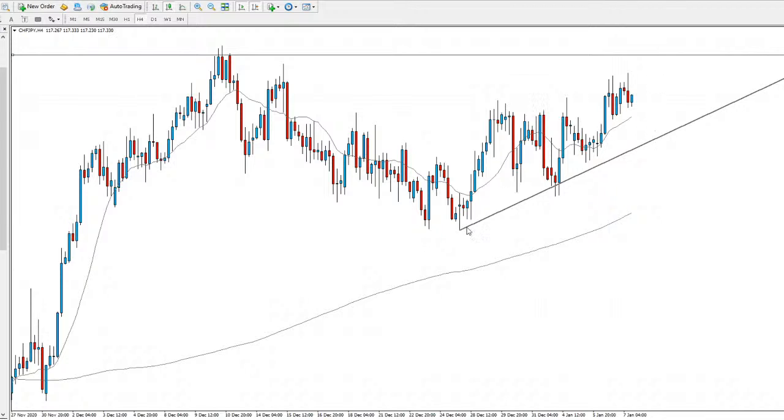That is a possibility, because you can see the initial test there, second, could see a third before we get that move up higher. But I do think the price is going to eventually go and test the resistance level all the way up there.